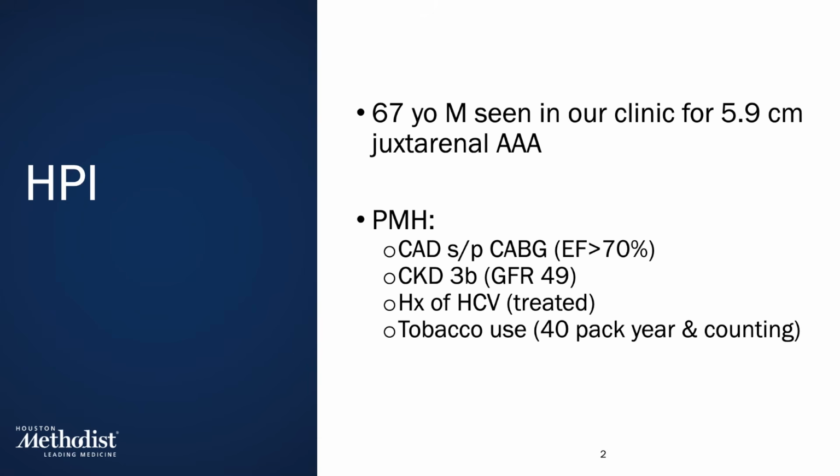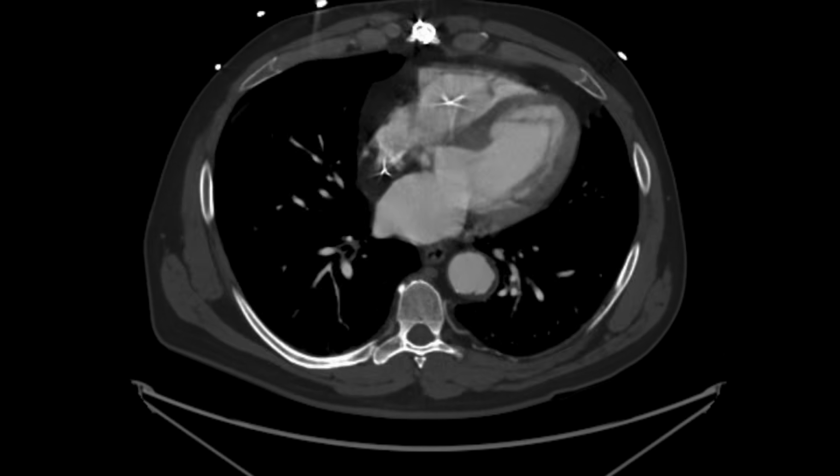You are given a 67-year-old male with a history of a 5.9 centimeter juxtarenal AAA. Upon chart review, he had a past medical history of coronary artery disease, advanced CKD, hepatitis C, and current tobacco abuse. Prior to visiting the patient in the clinic, you pull up his scan. What are some of the key findings?